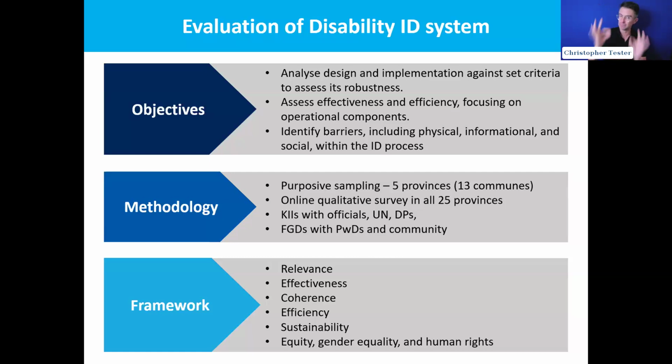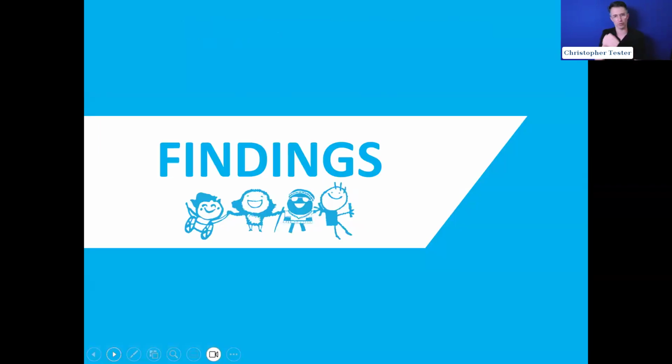We used relevance, effectiveness, coherence, efficiency, sustainability, and equity, gender equality, and human rights as evaluation criteria. And in terms of time scope, the evaluation covers from 2000 until today. So 2000 is the year that the Ministry of Social Affairs, which is the leading ministry from the government side, adopted the policy of this disability identification mechanism. So let's dive into the findings.